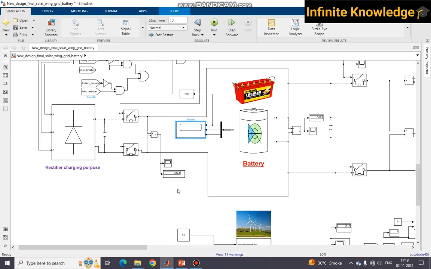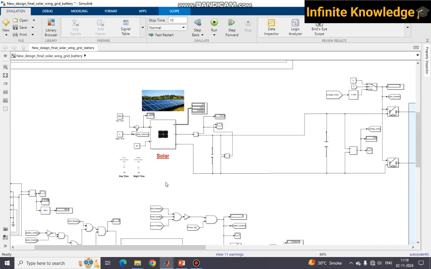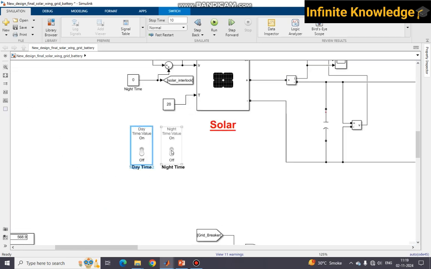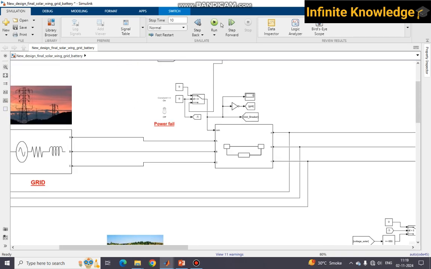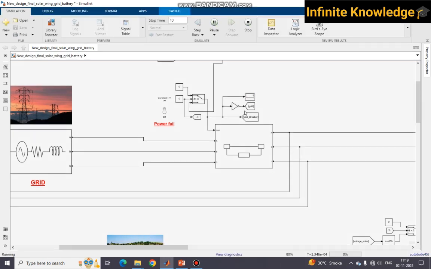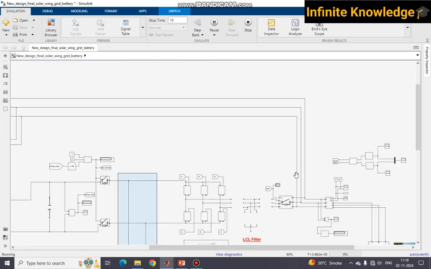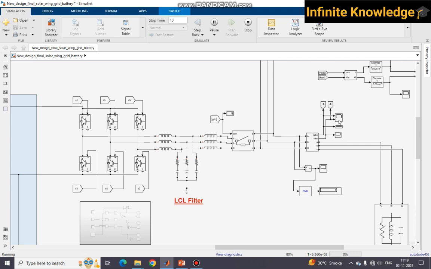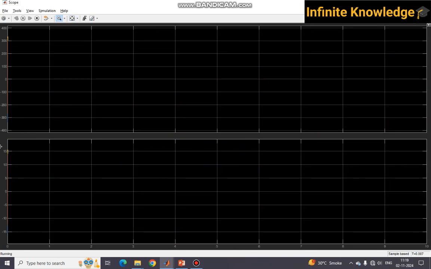So what I am doing right now, my simulation is off, my wind is already in the fail condition. I am failing the solar also. So there is no solar either. Whenever I start the simulation, you can see my grid breaker will turn on directly because no renewable sources are there. So yes, it's on, and the grid is supplying power to the load and charging the battery also.